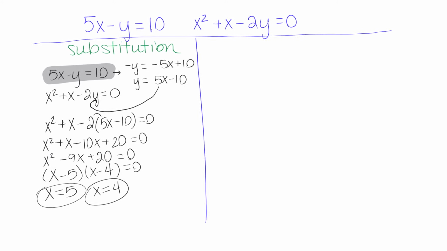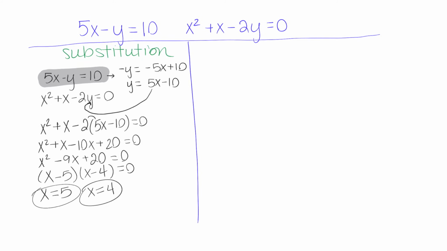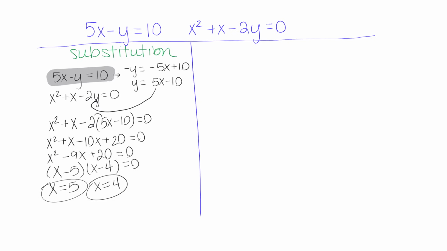Now I can plug those both in and find my y. Sorry, I'm making this even smaller. If I do that, I'm going to have 5 times 5 minus y equals 10. So 25 plus 10 is 35. y equals negative 35.